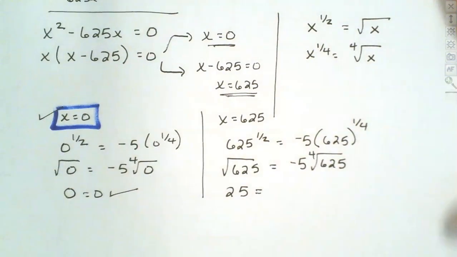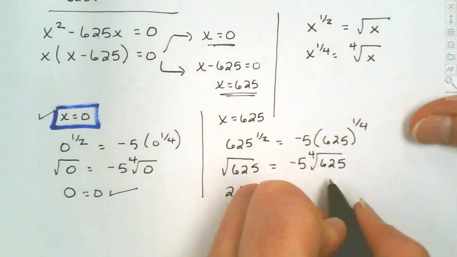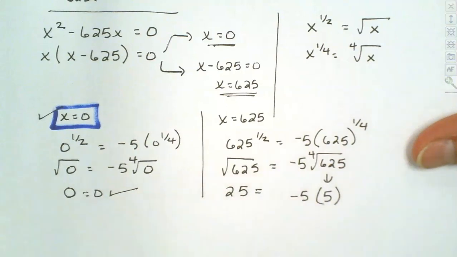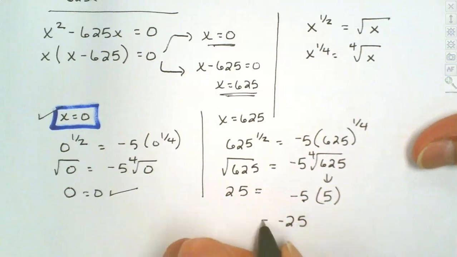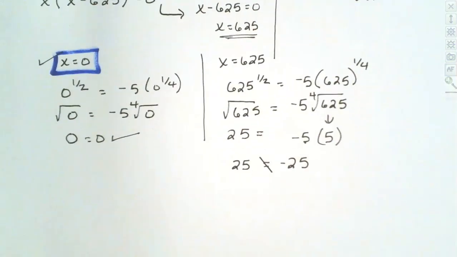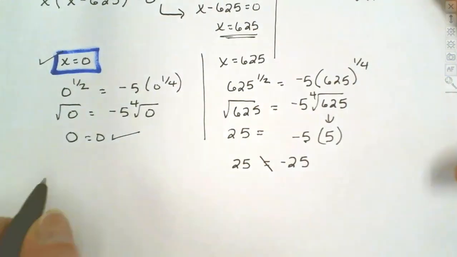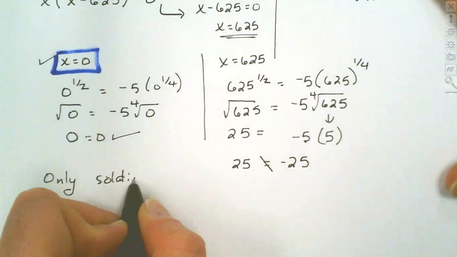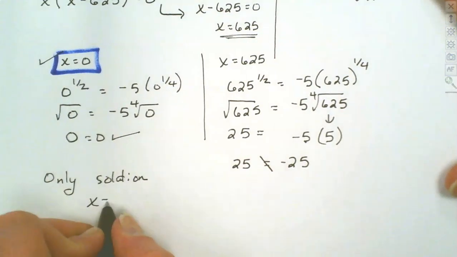That's on the left. But what about the 4th root of 625? Well, we know that 5 to the 4th power is 625, right? So therefore we know that the 4th root of 625 is 5. And that doesn't work because negative 5 times 5 is a negative 25. And negative 25 cannot equal what? 25. So what's the only solution? The only solution is going to be x equals 0.